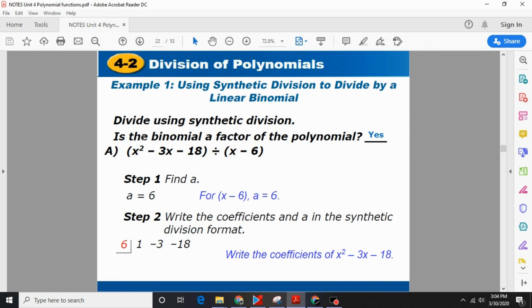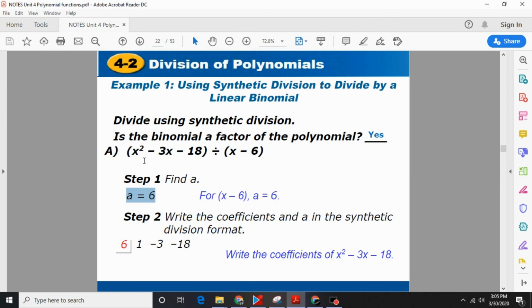Divide using synthetic division. Is the binomial a factor of the polynomial? For this condition, is it a factor of the polynomial? What you want is a remainder of 0. So take x minus 6, set that equal to 0, solve for x, and what you're going to get is that 6 is the number that you're looking for. So a is going to be 6.